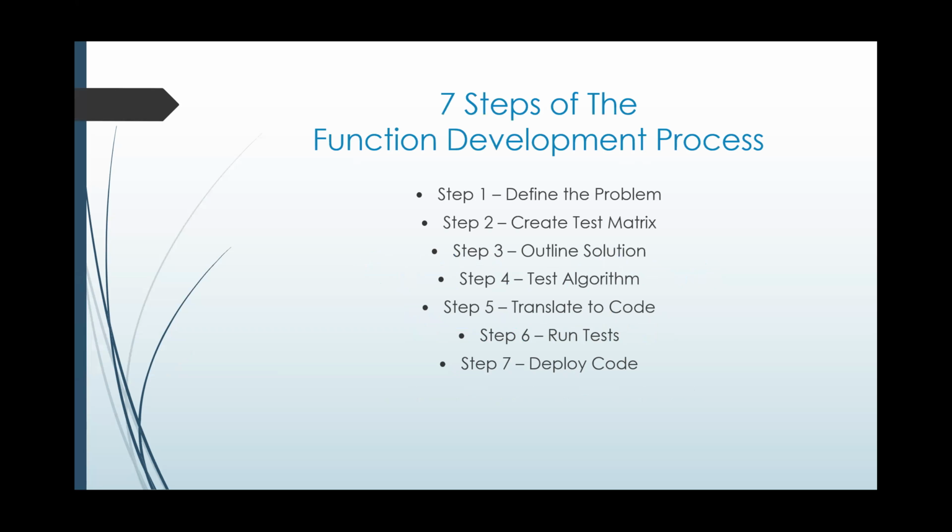So we're just going to talk about the 7 steps of the function development process. These 7 steps consist of defining the problem, creating a test matrix, outlining the solution, testing the algorithm, translating to code, and then running that test and deploying the code. So we're going to go through it. The first one that's going to kick us off is Fred himself.